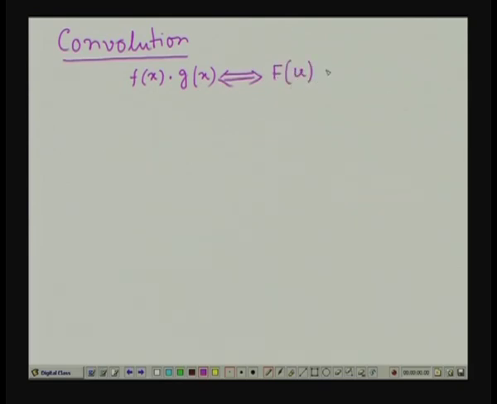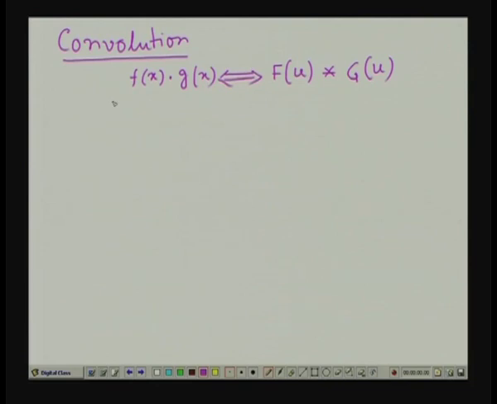The next property, this we have already discussed in one of our earlier lectures, when we discussed sampling and quantization, that is the convolution property. In case of the convolution property, we have said that if we have two signals, say f(x), multiplied with the signal g(x), then the Fourier transform in the frequency domain is equivalent to F(u) convolution with G(u).